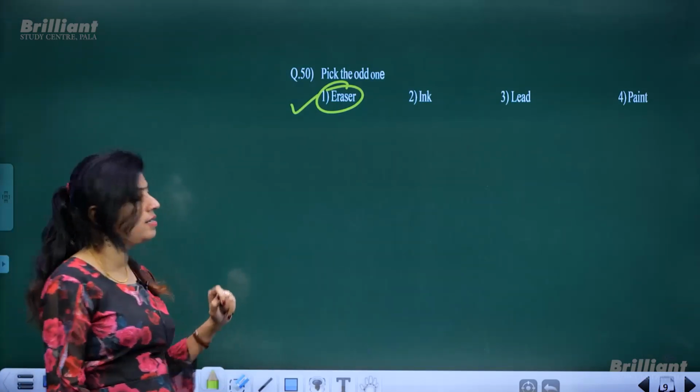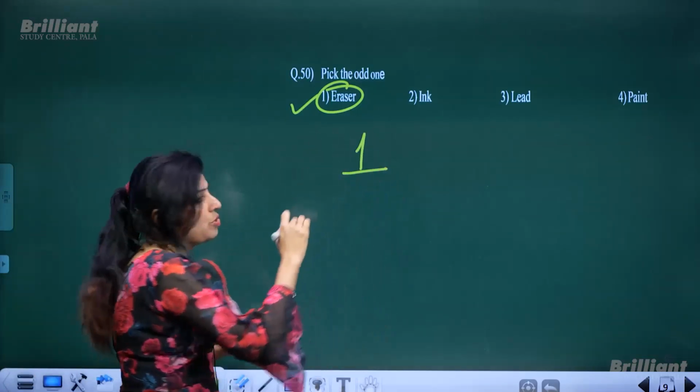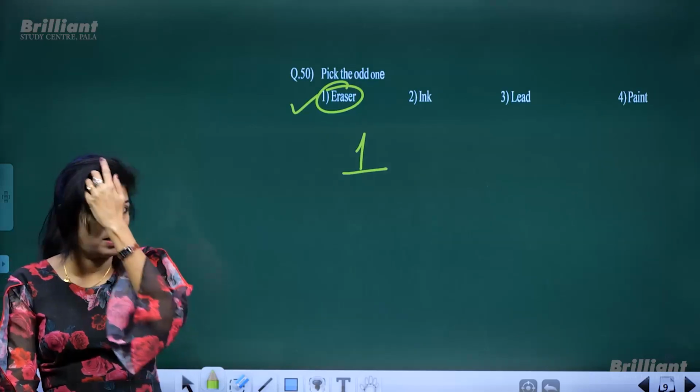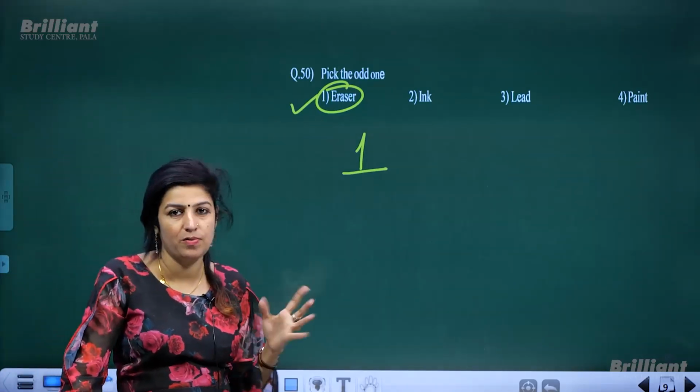Alright. So in that sense, the odd one out here is the first option, something which is used to remove, not to make marks. Remove marks, not to make marks. So in that sense, this is the odd one out. This is very simple, right?